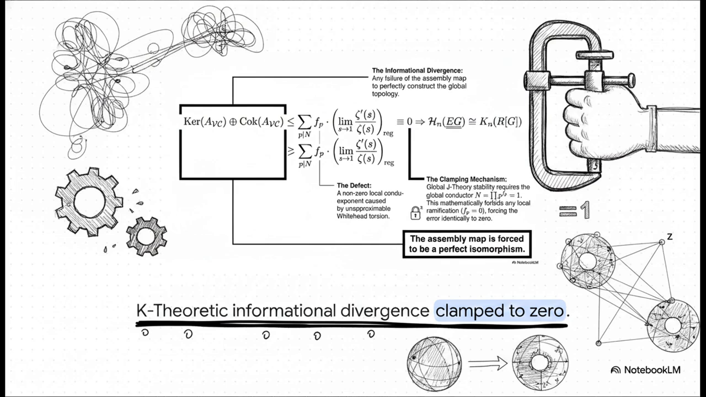Global J-theory stability forces the mathematical conductor, the n value, to exactly equal 1. When n equals 1, the local conductor exponent must be 0 across all primes. If you check the inequality on the left, you'll see this absolutely mathematically crushes the informational divergence between the kernel and the co-kernel. The unapproximable Whitehead torsion gets zeroed out entirely, forcing the assembly map to be a perfect isomorphism.